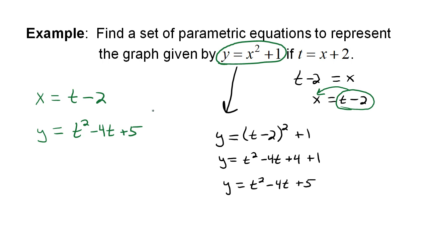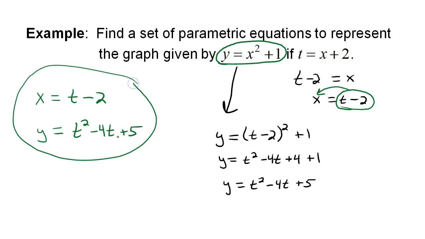Now, because this had the exact same equation for both of the examples that I just did, that means the graph of these parametric equations is going to be identical to the graph of the previous parametric equations. If you change the parameter, you will change the parametric equations, but the graph will continue to be the same.